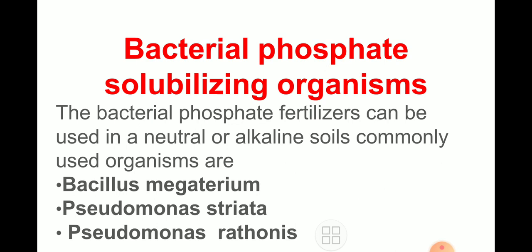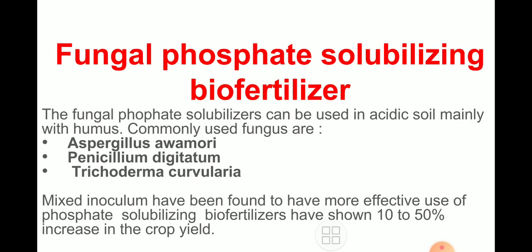Bacillus megaterium is there, Pseudomonas striata is there, Pseudomonas rathonis is there, Pseudomonas trichyra, Bacillus megaterium. These bacteria can be used as we have seen. There are two types of phosphate solubilizing biofertilizer. One is a bacterial one, another one is a fungal one. In the bacterial one, why is it named a bacterial phosphate solubilizing biofertilizer? Because we are using bacteria there to make phosphorus available to the plant, to the crop.